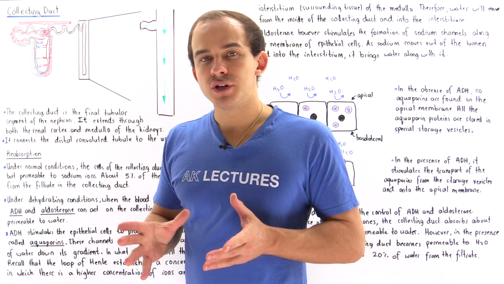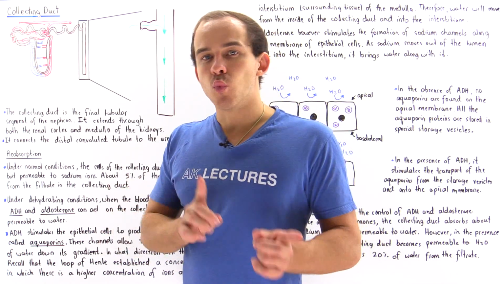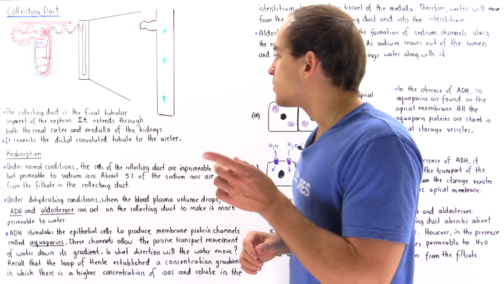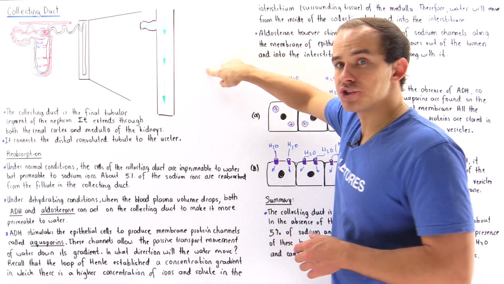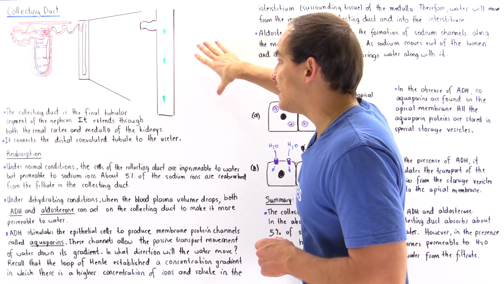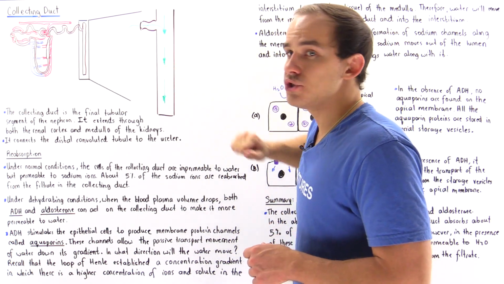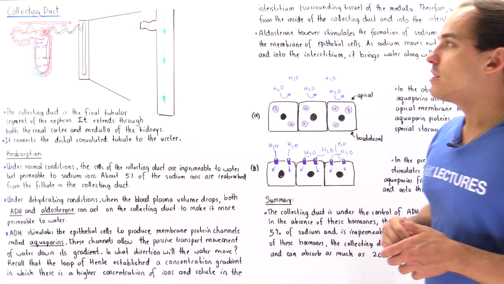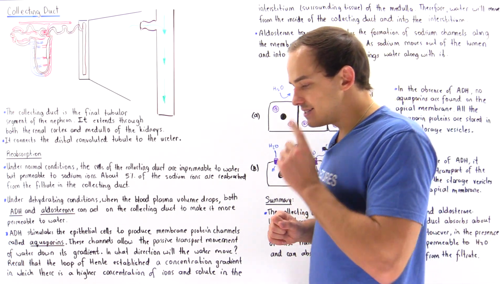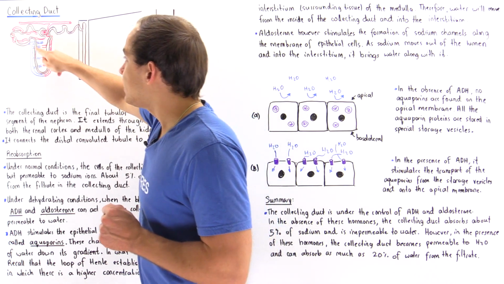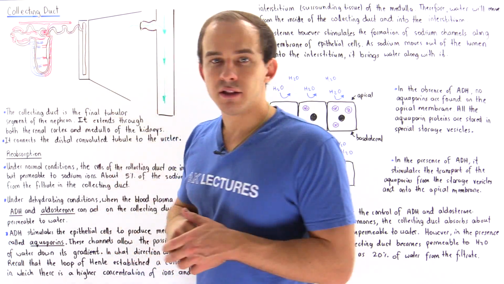Now, the question is, in what direction will the water actually flow? Will the water flow out of the filtrate and into the interstitium, or from the interstitium and back into the lumen of the collecting duct? Well, the answer lies in the following idea. Recall what the function of the loop of Henle was.